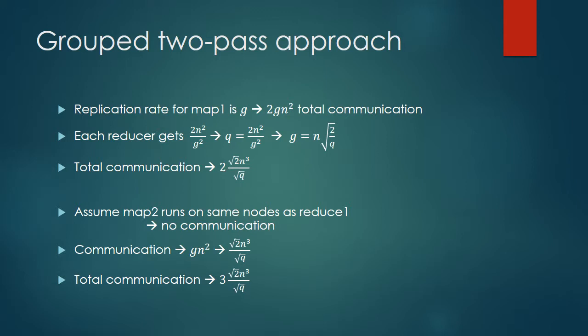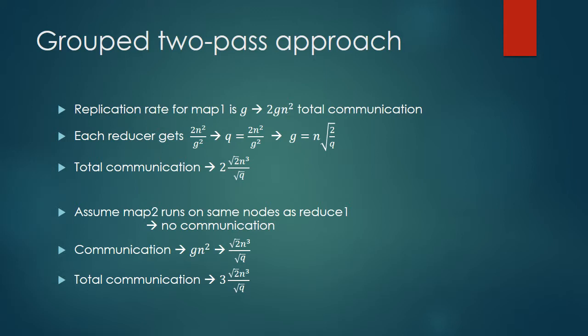If map2 runs on the same nodes as reduce 1, which is not unlikely, there's no extra communication involved out here. The only communication would be from map2 to reduce 2, which is going to be g n square, because we already computed the blocks and we're just summing up over each of those groups. So that's g n square, which is this expression. This is exactly half of the first one, and it makes sense. We had two inputs which we were multiplying together, and now we're just summing over these. So the total communication is 3 square root of 2 n cube over square root of q. Is this clear?